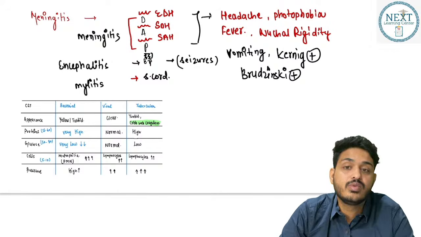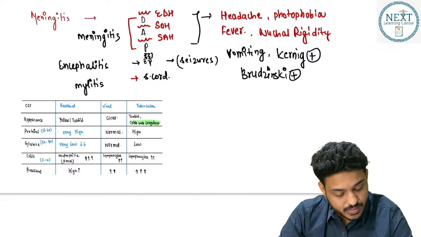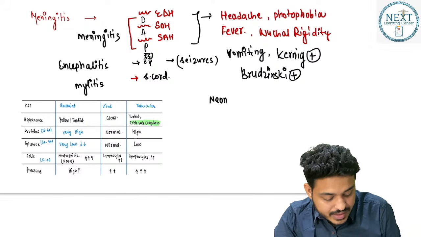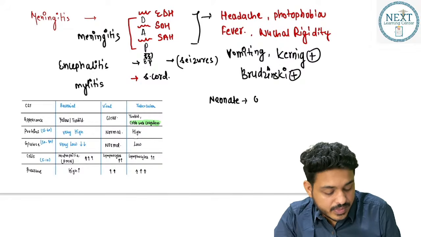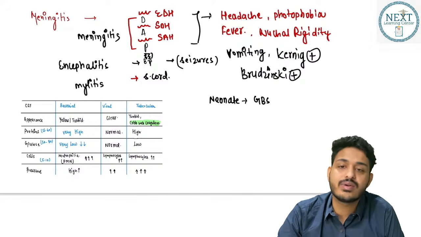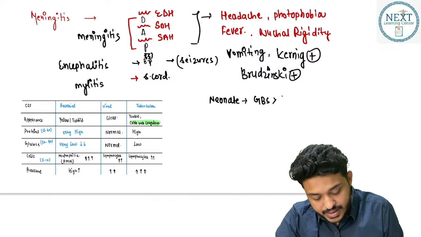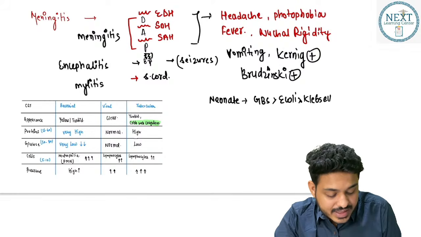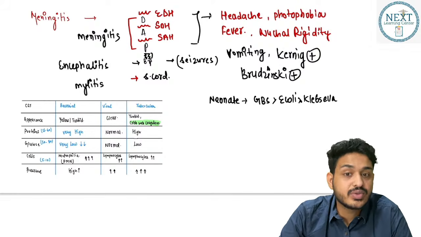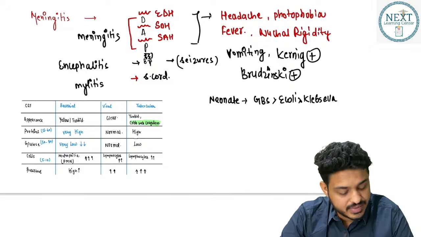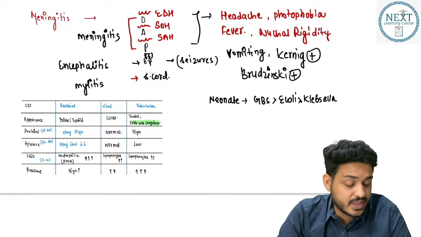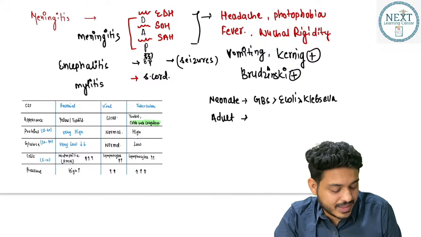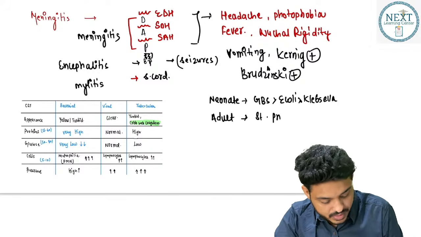Now let's talk about the most important causes for meningitis. What are the most important causes for meningitis? In a neonate, we already know, if they talk to you about a neonate, this is going to be group B streptococci, also known as agalactiae, is the most common cause, followed by E. coli, followed by Klebsiella. So if a neonate is coming to you with these symptoms, you need to think about whether it is due to agalactiae or E. coli or due to Klebsiella. These are the first line things that should be coming into your mind. But if an adult patient is going to come to you, this is going to be what? Streptococcus pneumoniae is the most common cause.